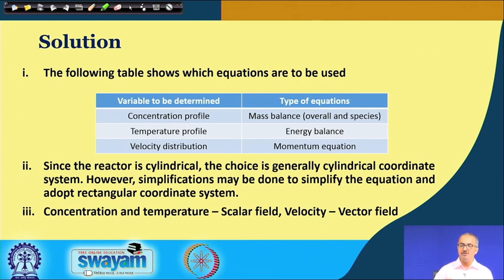That I am not telling you now, but in general we say that we can choose cylindrical coordinates based on the geometry of the system. And thirdly, to find the concentration and the temperature, we find that concentration and temperature are both scalar fields. On the other hand, velocity is a vector field, because velocity goes in 3 directions. So, concentration comes from the mass balance, which is a scalar field balance, and temperature from the energy balance, which is also a scalar field balance. But for velocity, the momentum equation will be a vector field. That means the momentum equation will be written in the 3 directions separately.